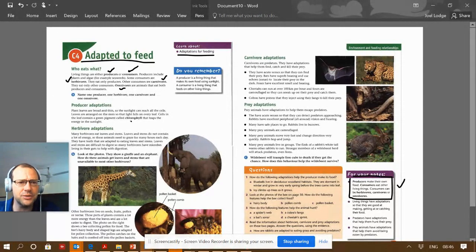Producer adaptation. So one of the key words we need to know is that producers contain a green pigment called chlorophyll that traps the energy and sunlight. That's how they get their food. And are there any more? I can't see any more in bold here.